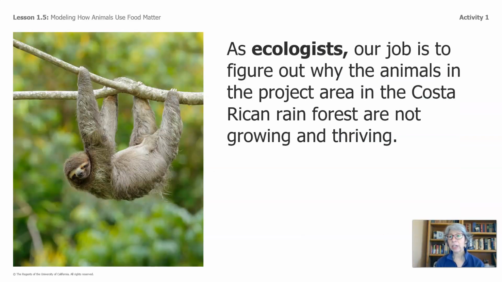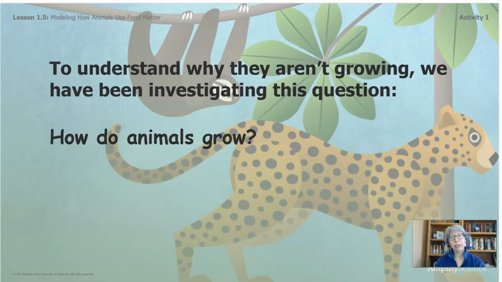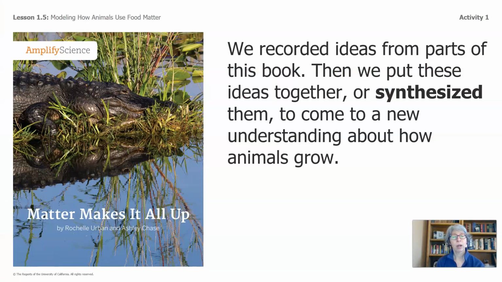As ecologists, our job is to figure out why the animals in the project area in the Costa Rican rainforest are not growing and thriving. To understand why that's happening, we're investigating this question. Scientists ask a lot of questions. How do animals grow? We recorded ideas from parts of this book. Matter makes it all up. Then we put these ideas together or synthesize them. Try saying that word 5 times really fast to come to a new understanding about how animals grow.